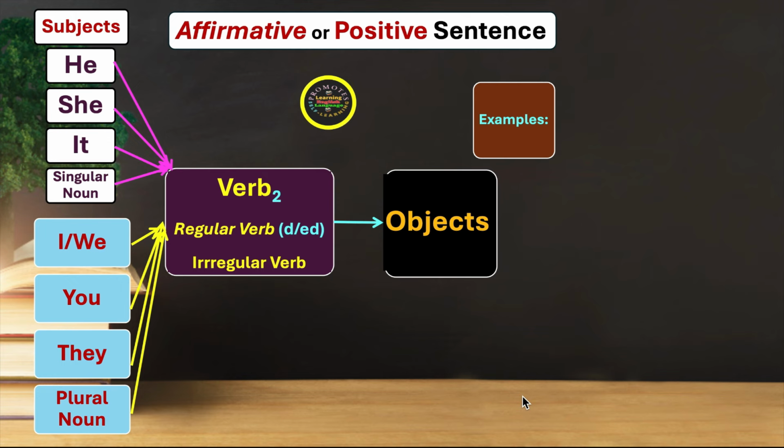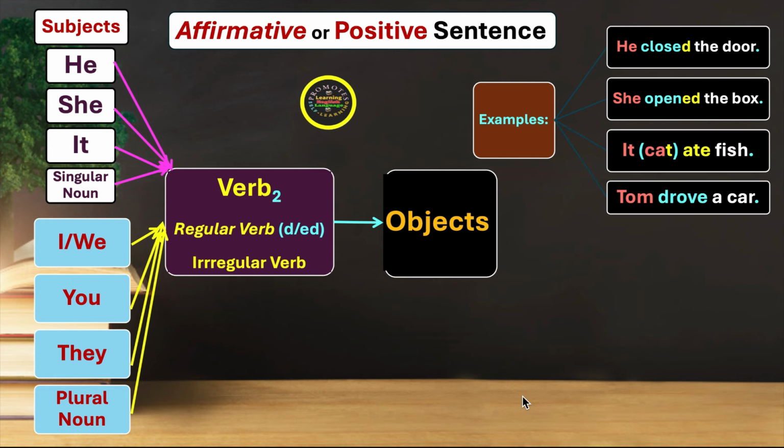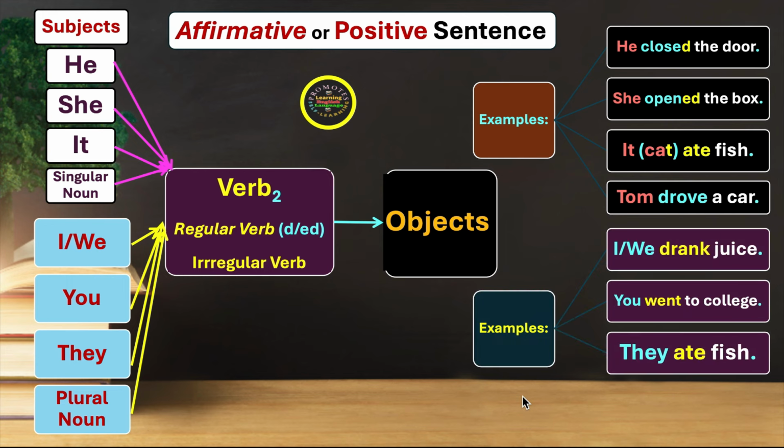Like in the examples, we can see he closed the door. Here we add d at the end of the regular verb. We have another example. She opened the box. We add ed to the end of the regular verb. Likewise, we have it for cat, ate fish, Tom drove a car, an irregular verb. We have further examples. We drank juice. You went to college. They ate fish, and boys played games. So the past simple tense is easier than the present simple tense. Whatever the subjects you may have, you have just to use the second form of the verb.